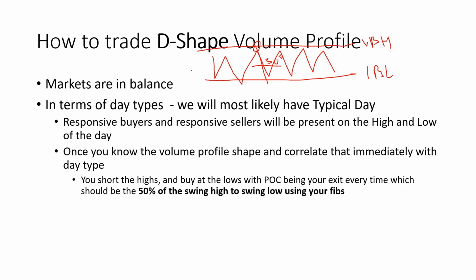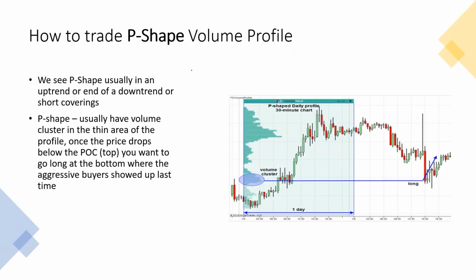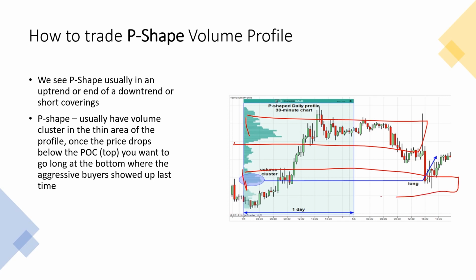All right, so let me see the P-shaped volume profile. Usually this is an uptrend or the ending of a downtrend, or sometimes I've seen it in short coverings. If you do see something like this, if the POC is on the top right here, or let's say the POC was here, you have a volume cluster, a high volume node. Once we go here, they'll most likely dip and come back, and that's where you want to go long on a P-shaped volume profile.